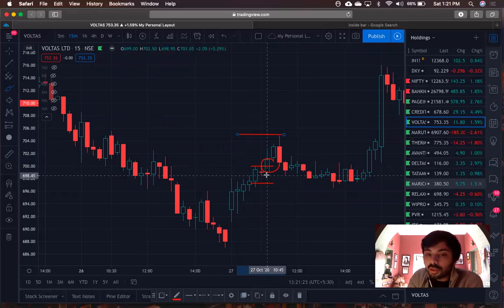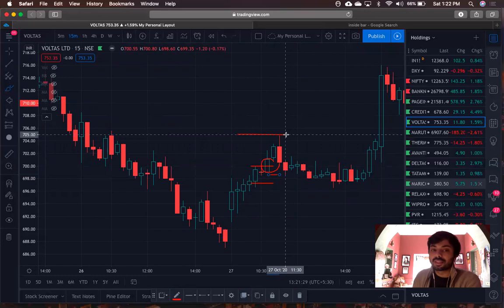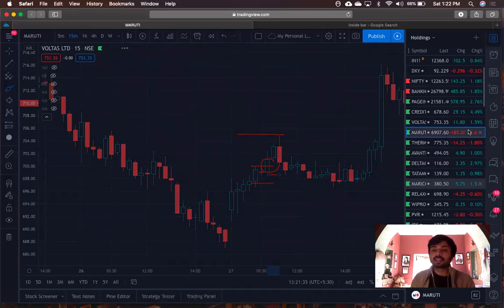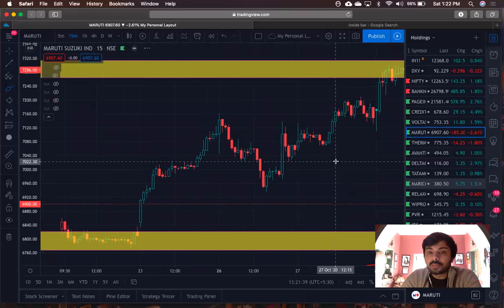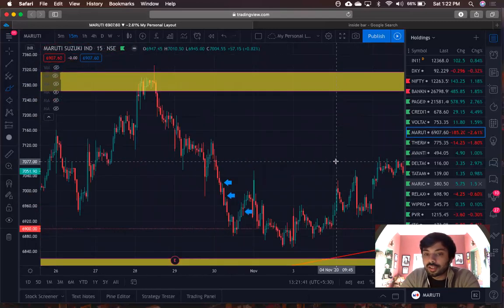What was your stop loss? Stop loss was 698, 2 rupees. The profit was more than 6 rupees. So that's a good 3:1 trade that you're getting on Voltas. Let me show you one last example on the inside candle trading, because it's a relatively easy concept. So I want you to incorporate it in your trading journey.